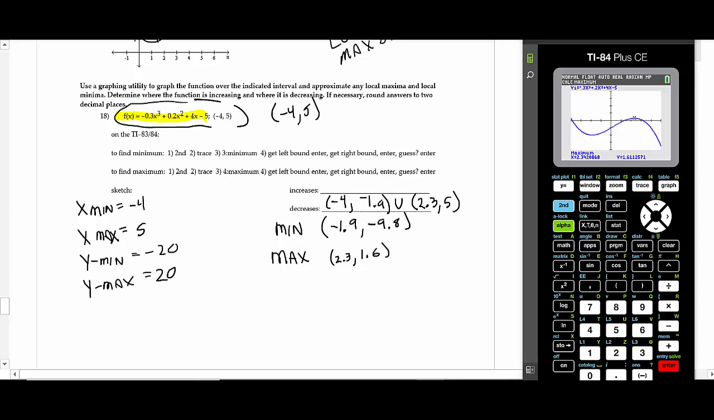And again, we use open intervals like that. So I'm just naming the two places where it decreases. And then increasing is going to be from this x value to this x value. So that looks like that's going to be from -1.9 to 2.3. Okay, like that.